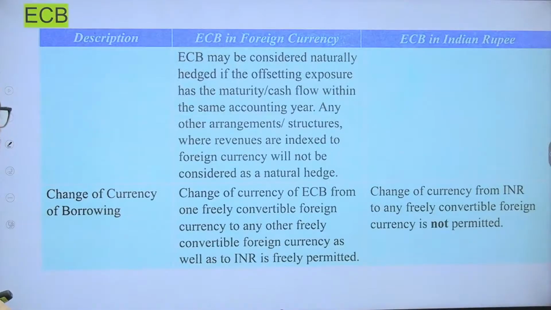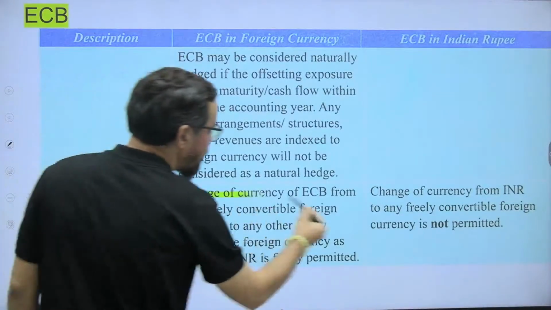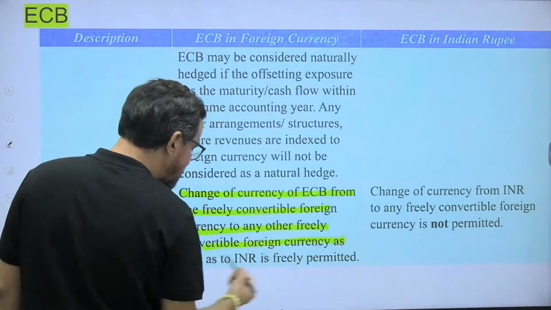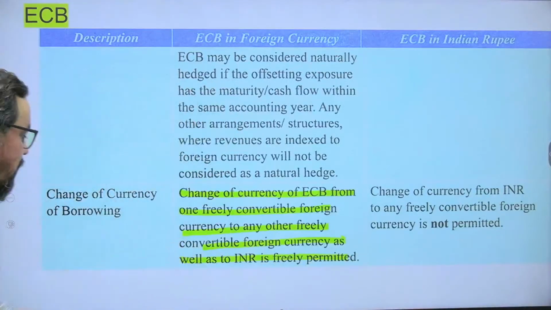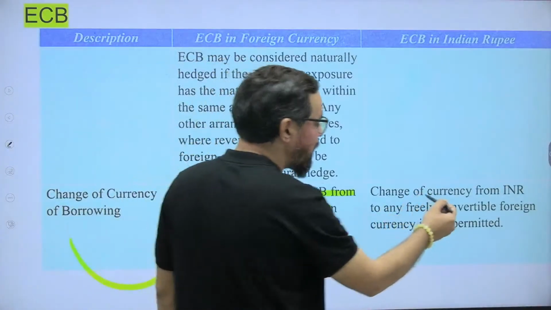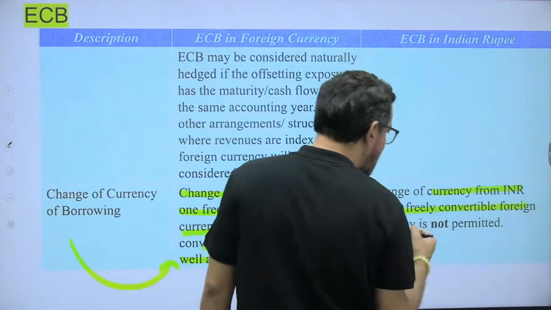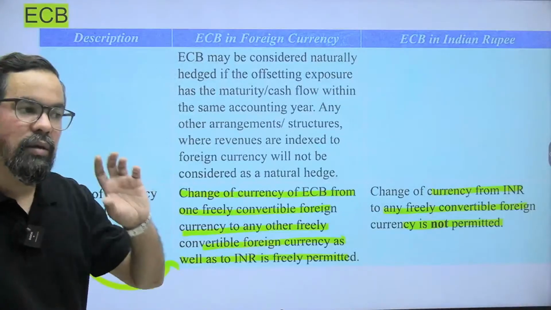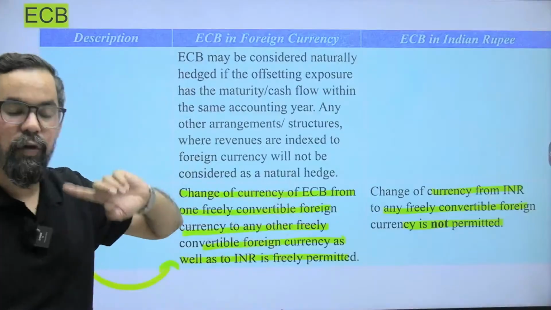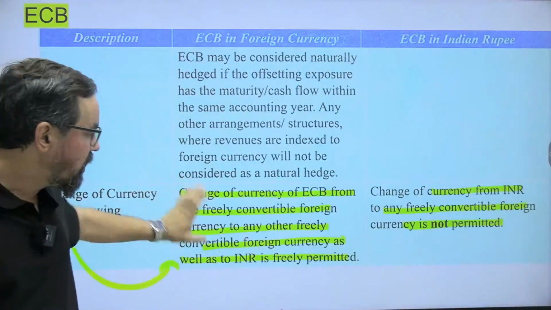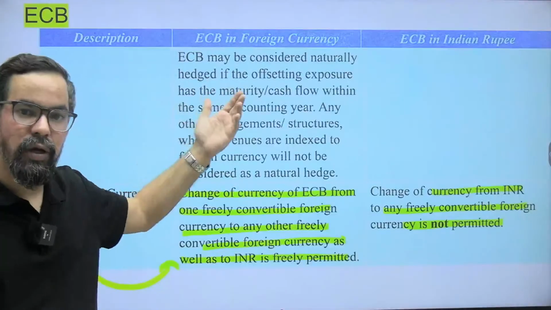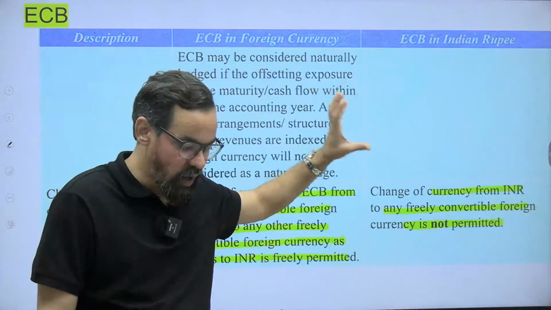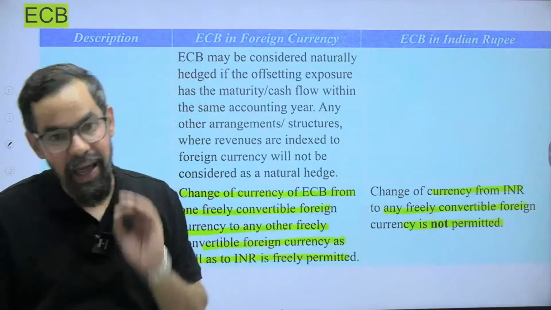Then change of currency of borrowings. This was the previous one. So change of currency of ECB from one freely convertible currency to any other convertible foreign currency as well as INR is freely permitted. First thing. In case of change of currency from INR to any freely convertible foreign currency, it is not permitted. Okay? So see the difference. Yesterday we practiced one question around these things from our module A itself. So if it is in foreign currency, you can easily convert that into INR or any other freely convertible currency. But if you have raised your ECB in INR, it is not permitted.